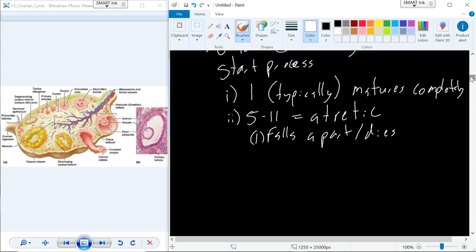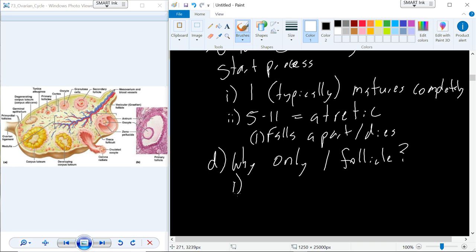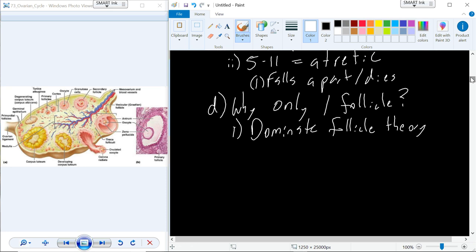Okay, so that's pretty interesting, and so the question that we need to address here is why only one follicle? How is that physiologically valid? So why only one follicle? And the pervading theory on this is going to be referred to as the dominant follicle theory.